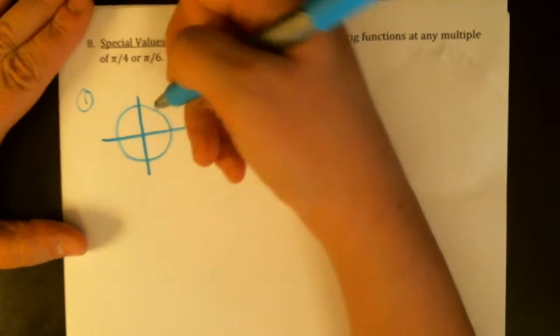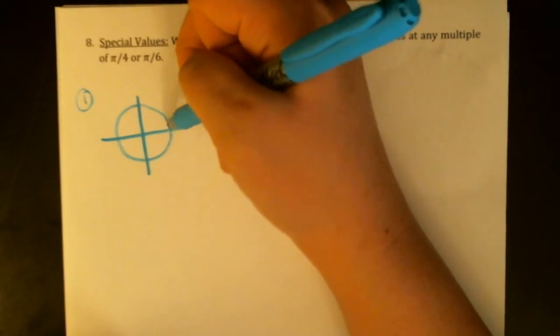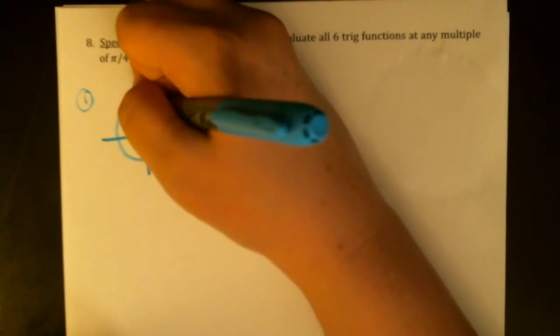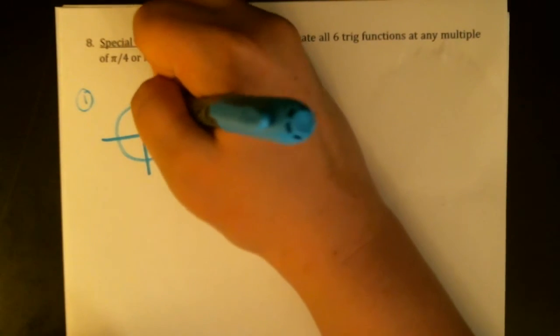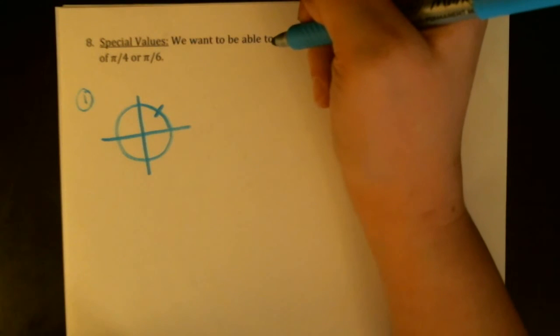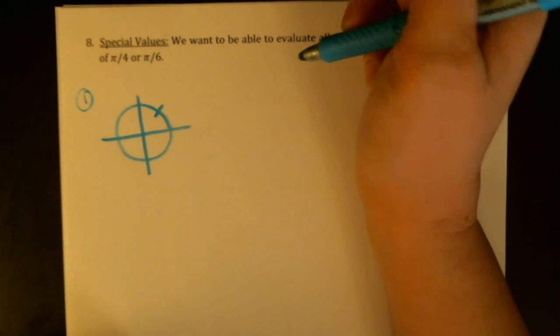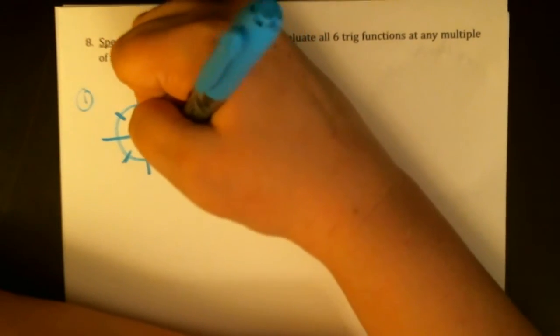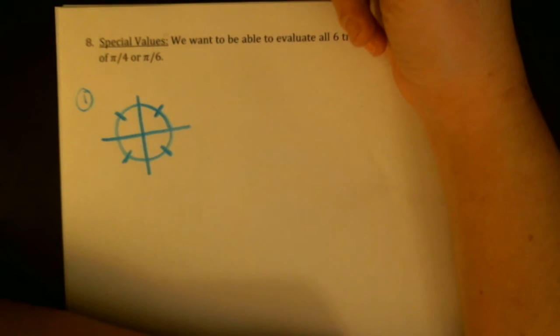The pi over 4s, okay, what do we know? We know that halfway around is pi. We know that a quarter of the way around is a pi over 2. So a pi over 4 puts you right smack in the middle of quadrant 1. And our goal is to be able to do not only pi over 4, but any multiple of pi over 4. So we want to be able to spot and know the coordinates for any of those 4 points.